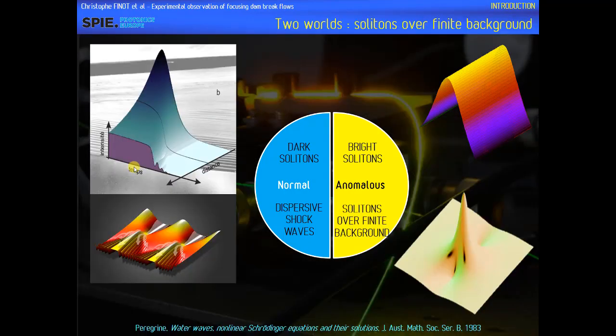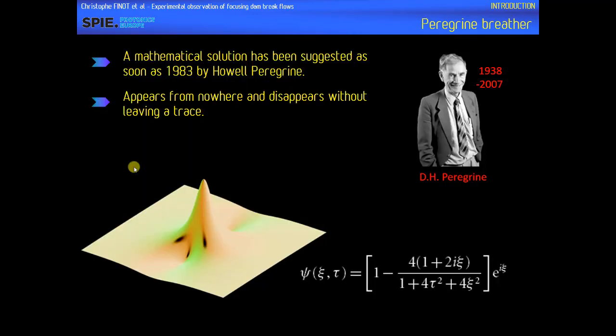In the case of the anomalous dispersion regime, we do not observe dispersive shockwaves. But there are other nonlinear structures that differ from the bright solitons. Those are the solitons on finite background. And the best known example is the Peregrine soliton, which is a mathematical solution that was suggested as soon as 1983 by Howell Peregrine. Its mathematical expression is rather simple. This is a rational polynomial. And one of its striking features is that it appears from nowhere and then disappears without leaving any trace.